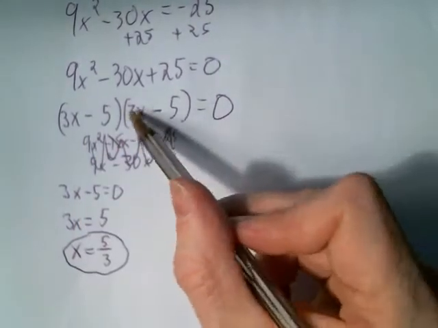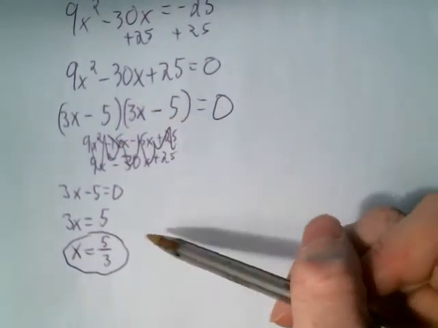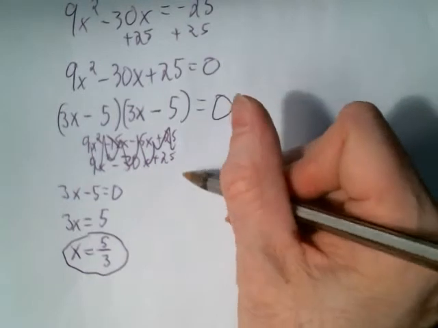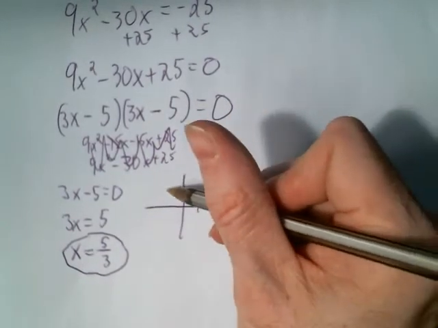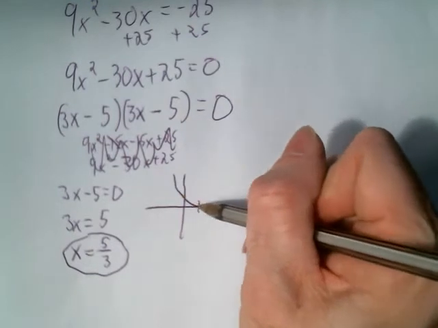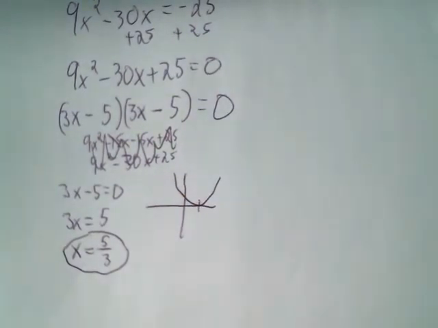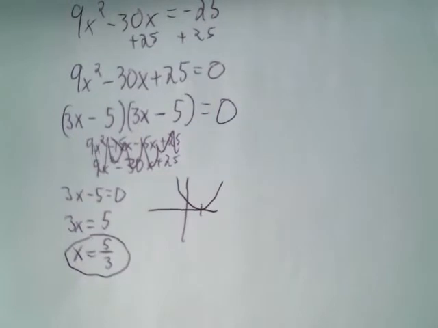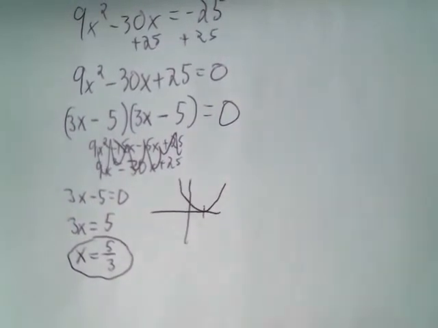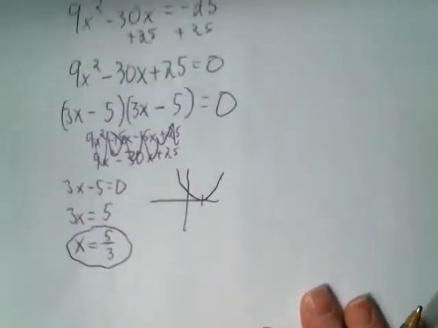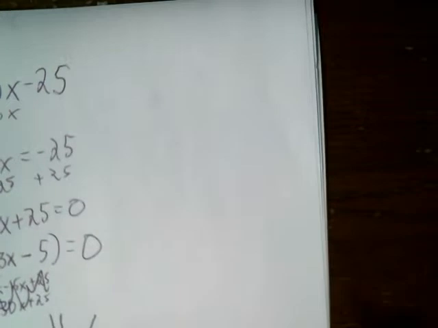What does it mean to have 2 of the same? It affects the graph. Basically, at that point, 5/3, the graph of this thing is going to bounce off the x-axis instead of going through it. Okay, so it'll hit it and like ricochet. Okay, we're not worried about that though. It's just for FYI, sort of thing. Okay, let's move on. So let's look at 41.